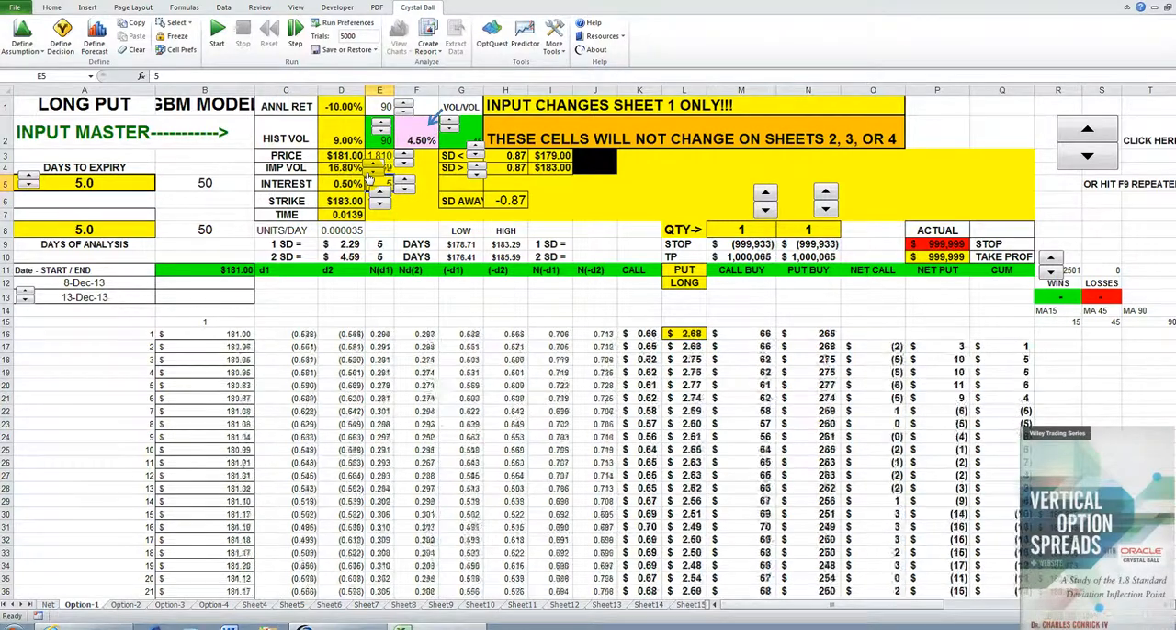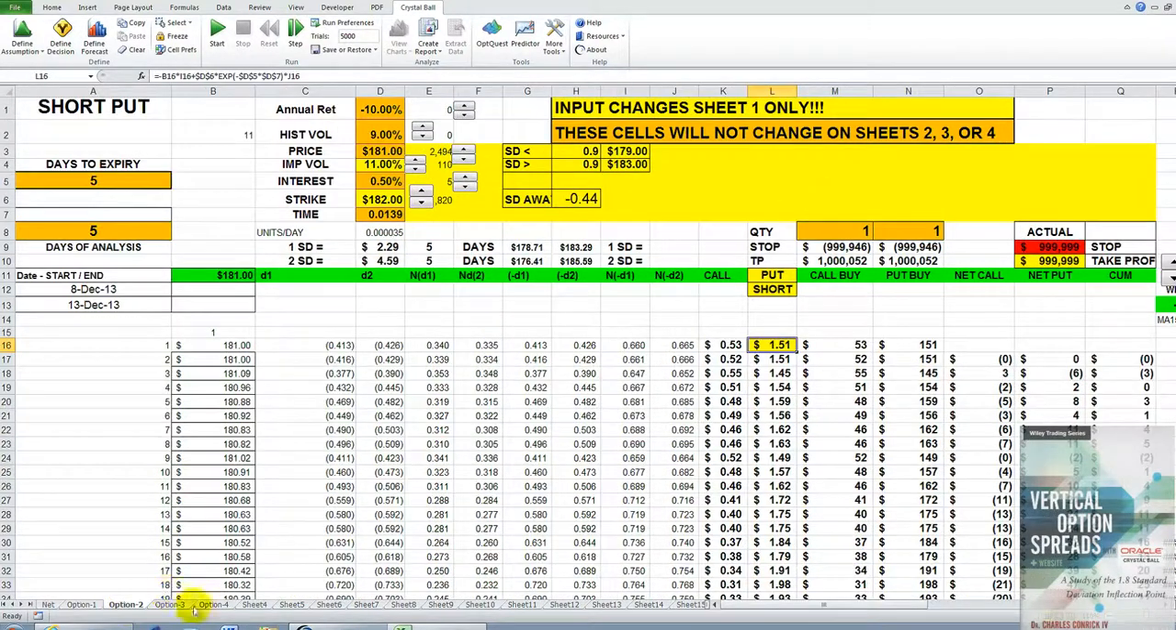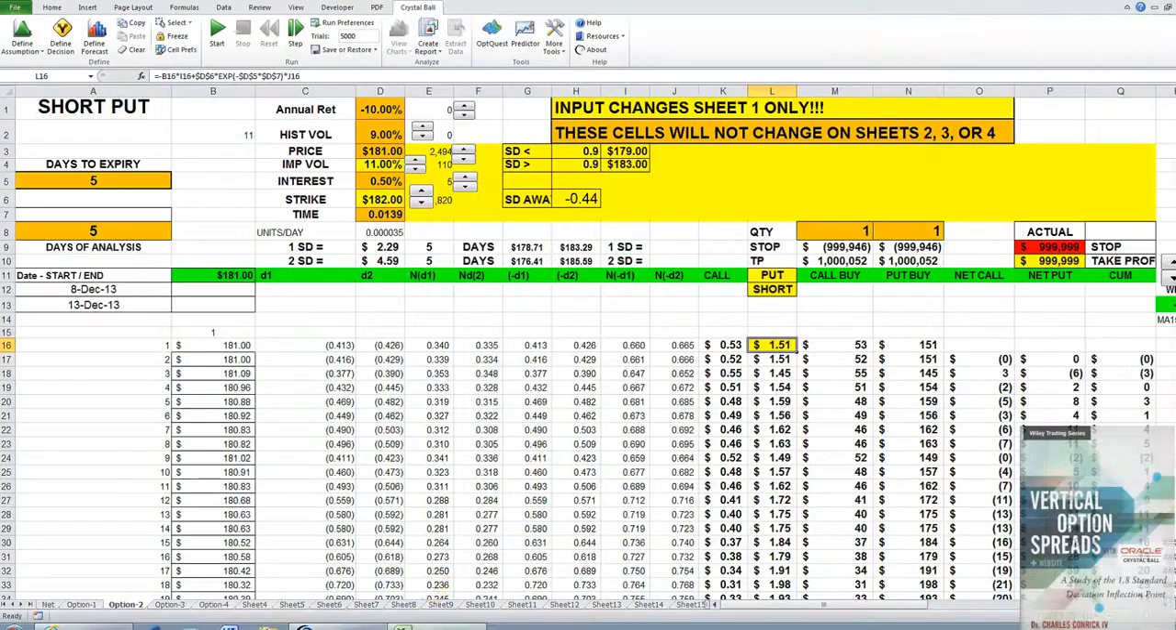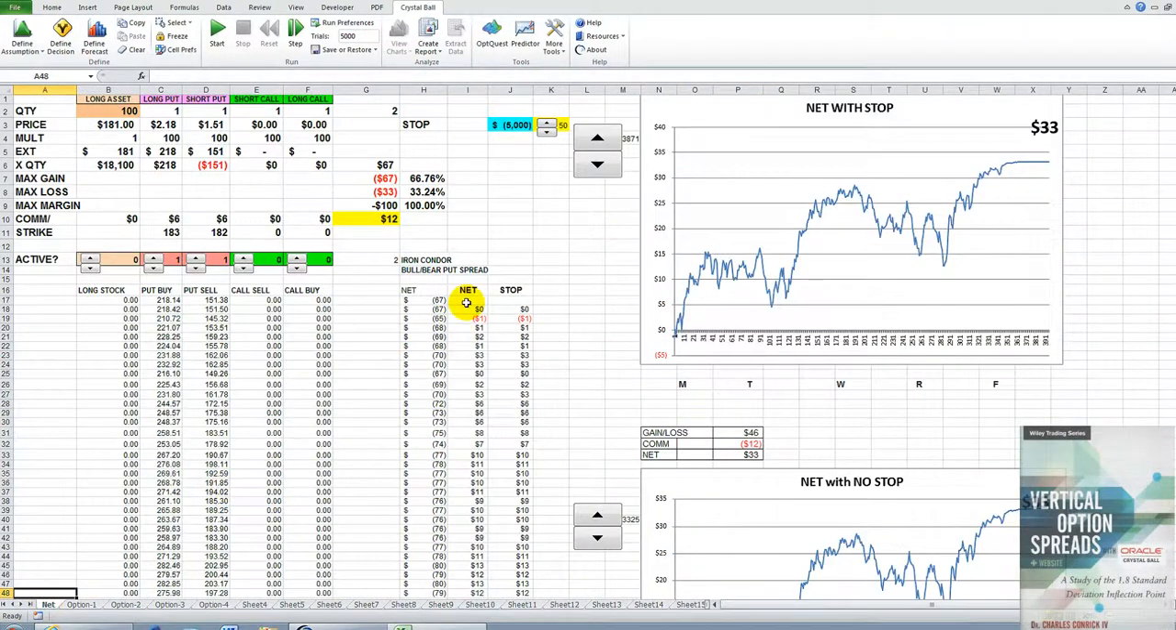All right, let's try this again. Sorry about that. Got something stuck in my mind the incorrect way. I was wondering why the net sheet was so funny looking. Okay, there's 218. Now let's make sure we have the other ones set up correctly. The sell is 182 at 151. Short 182, 151. That looks more correct. And yeah, now everything makes a little more sense. I was wondering, what the devil am I looking at?